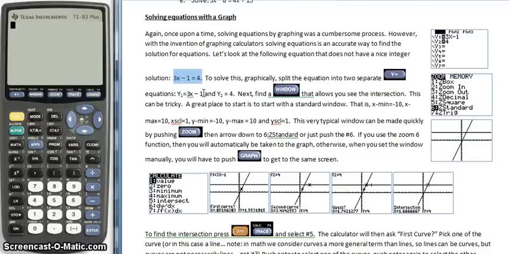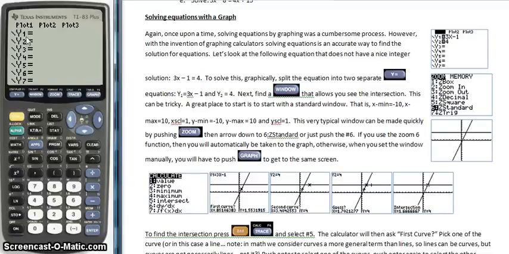3x minus 1 equals 4. The answer to this is going to be 5/3, or 1 and 2/3, or 1.66666. So, to do this, what we're going to do on a graphing calculator is first go to the y equals, and we're going to enter one part of the equation into y1, and we're going to enter the second part into y2.